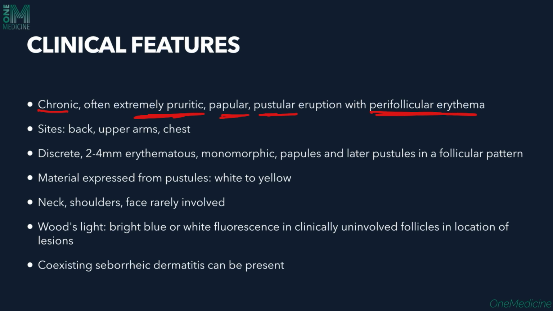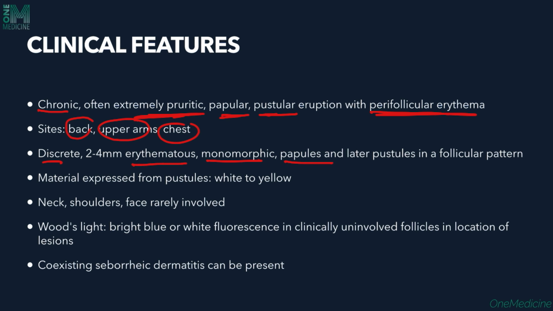The most common sites where we see these lesions are the back, the upper chest and the arms. These are the sites wherein the follicles are seen. The perifollicular erythema is present, and papules and pustules are present. They are discrete, 2 to 4 millimeter in diameter, erythematous monomorphic papules. That is, they're red in color and all the lesions are similar. That's why it is monomorphic.